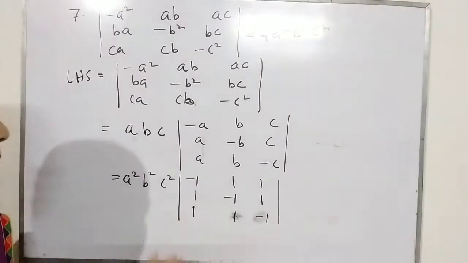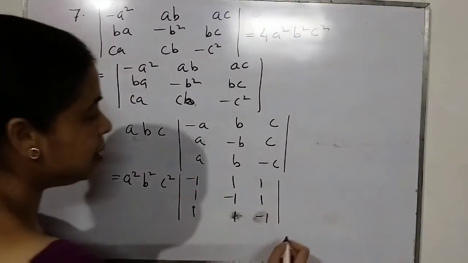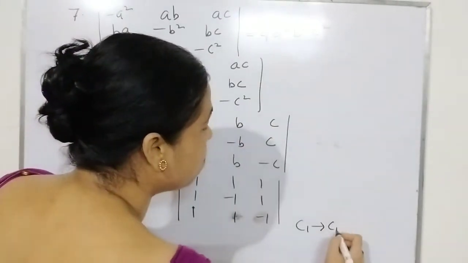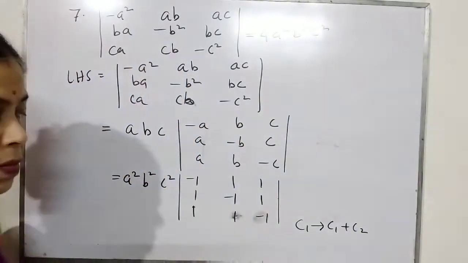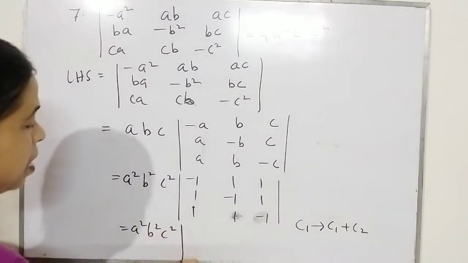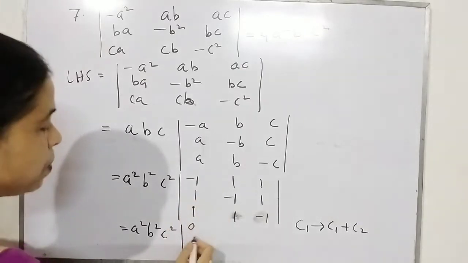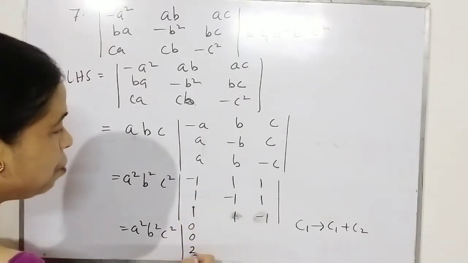So what am I going to do now? I am going to add column 1 and column 2. That means let us replace it like this: column 1 replaced by column 1 plus column 2. Then what will we obtain? Don't forget to write it down, again and again I tell you. Column 1 plus column 2. Minus 1 plus 1 gives you 0. Minus 1 plus 1 gives you 0. 1 plus 1 will give you 2.